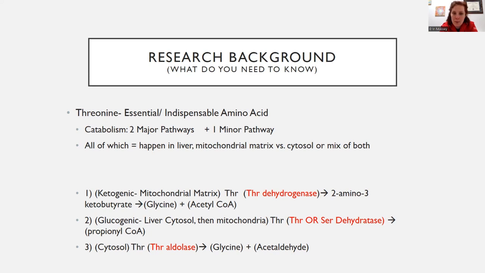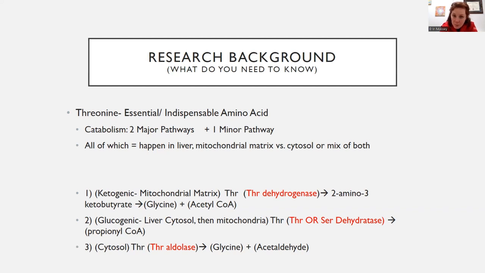The second major pathway is going to be glucogenic, going to happen in the cytosol, and then lesser, but still in the mitochondria, so both. This is going to utilize threonine dehydratase, and you see serine. So serine is going to use the same enzyme. So threonine dehydratase then becomes propionyl-CoA, and that is glucogenic, happening in the cytosol and then the mitochondria, still major.